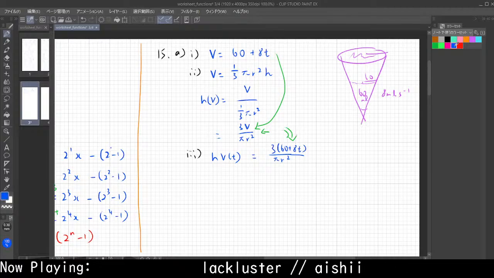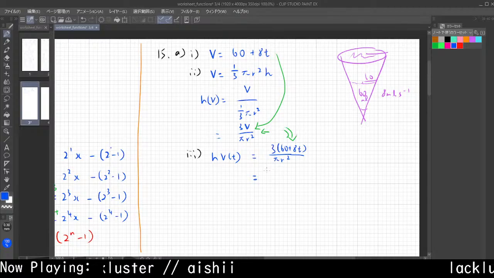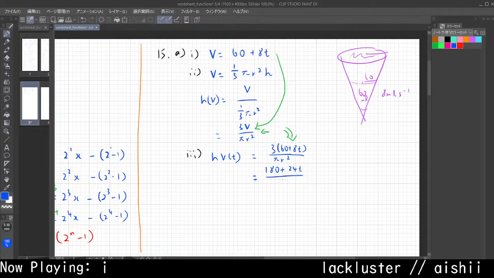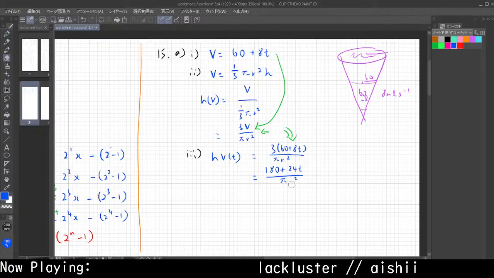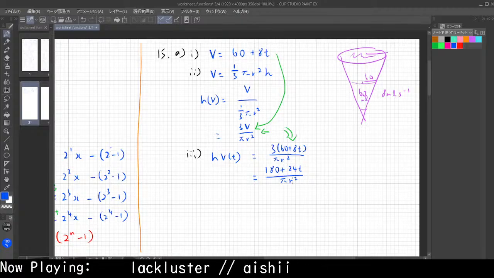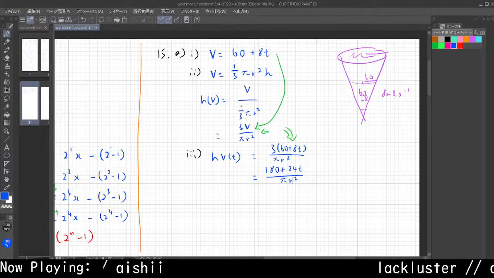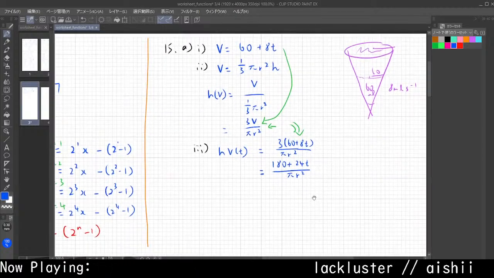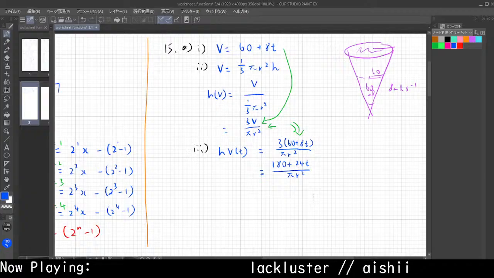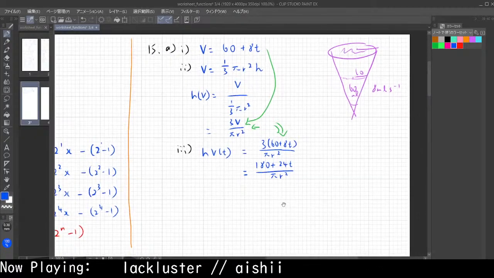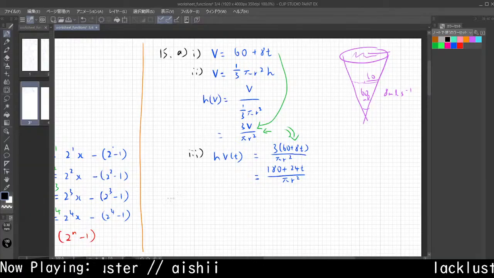Rearrange this, but the only way to rearrange it is to just multiply your 3 into the bracket: 180 plus 24t over pi r squared. There's nothing to simplify at the denominator, so you just leave it as is. Pi, you just leave it as is as well. Please don't use a calculator to do simplification. It doesn't work that way. It will not look pretty anyway. Pi has infinite decimals.